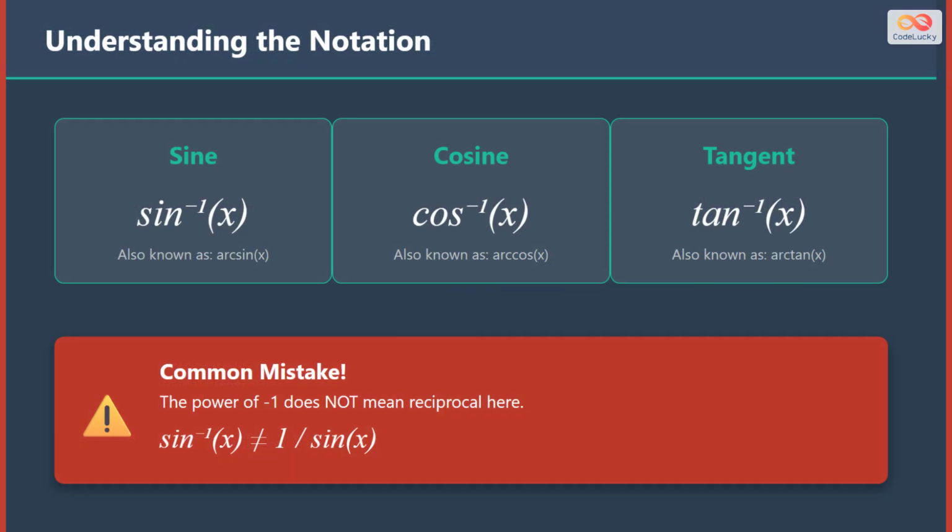In mathematics, we write this inverse operation with a -1 exponent. For example, sine inverse of x, you will also hear this called arcsine, arccosine, or arctangent. A crucial warning, this -1 does not mean 1 divided by sine. It is just a symbol for the inverse operation.